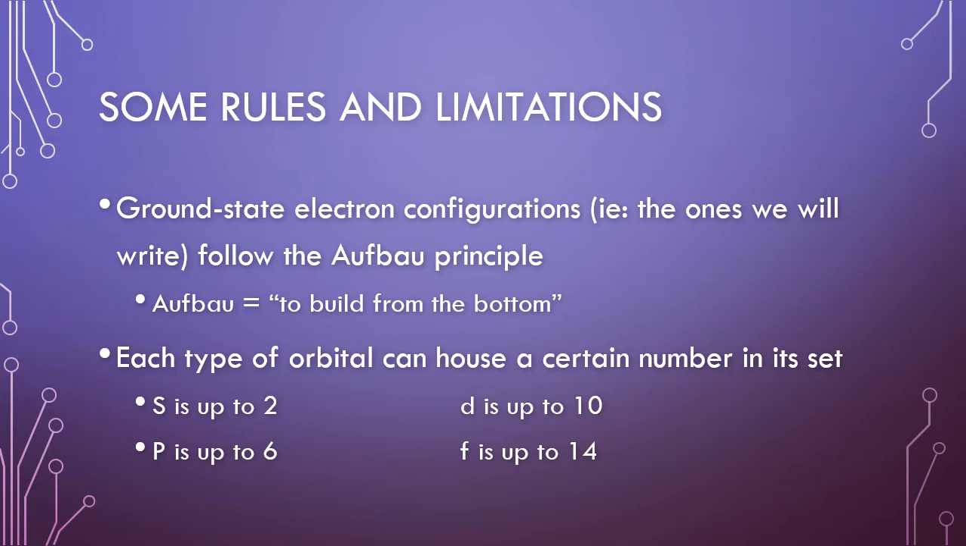Also, each type of orbital can house a different number of electrons in its set based on how many orbitals there were in the set. S orbitals can hold up to 2 in their set. P orbitals can hold up to 6 in their set. D can hold up to 10, and F can hold up to 14.